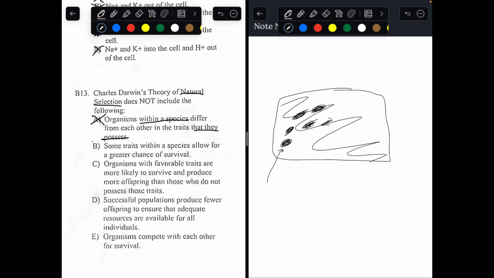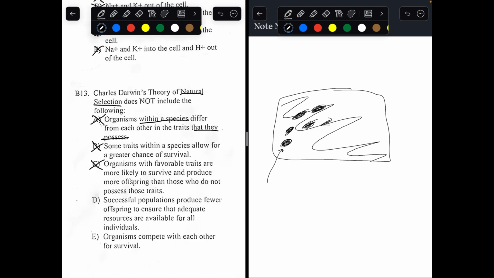B, some traits within a species allow for a greater chance of survival. In this case, having a dark coat as a mouse is more advantageous than not. So B is true. C, organisms with favorable traits are more likely to survive and produce more offspring than those who do not possess those traits. A black coat is more favorable than a lighter coat.